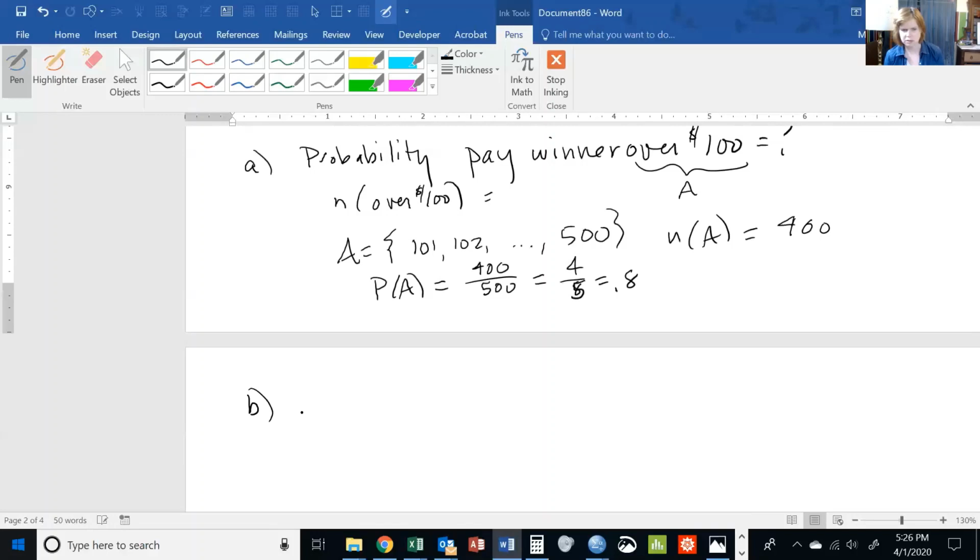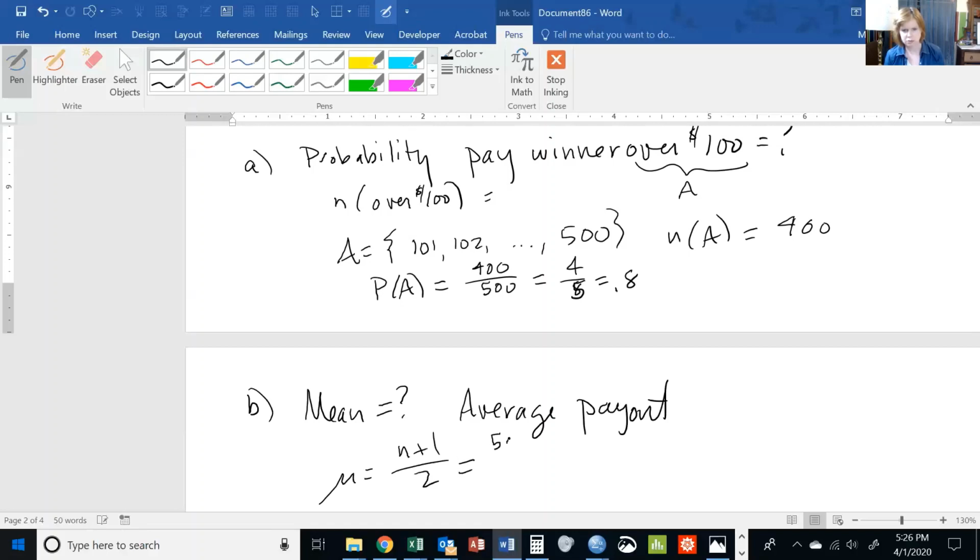All right, so let's find the mean. Basically this would be the average payout. This is going to be mu, and from our formula, it's (n plus 1) over 2. This is going to be (500 plus 1) over 2, which is $250.50. So on average, that's what we would pay out.